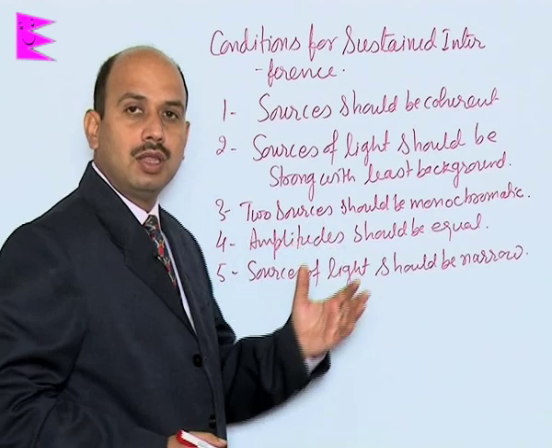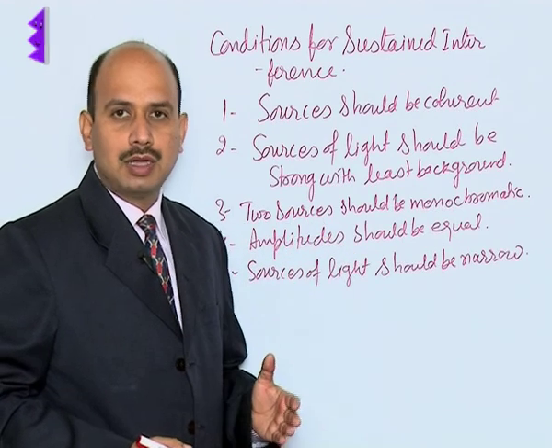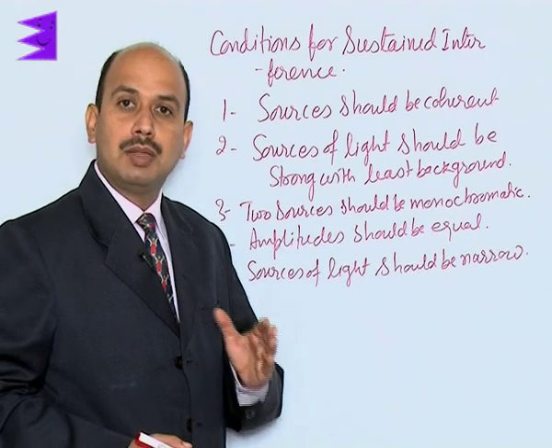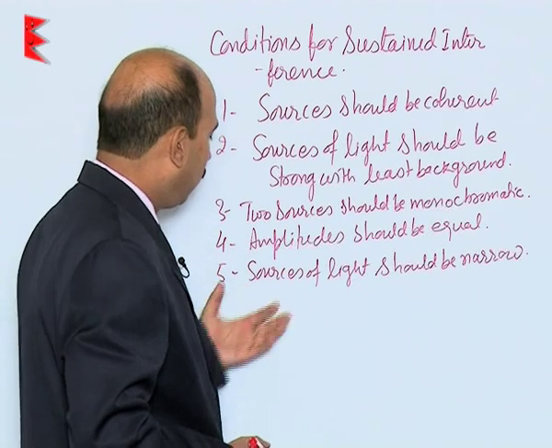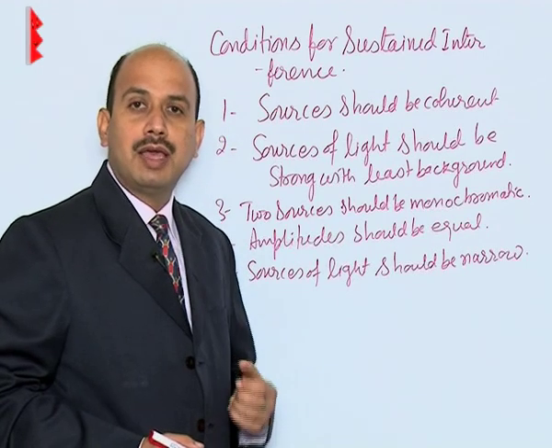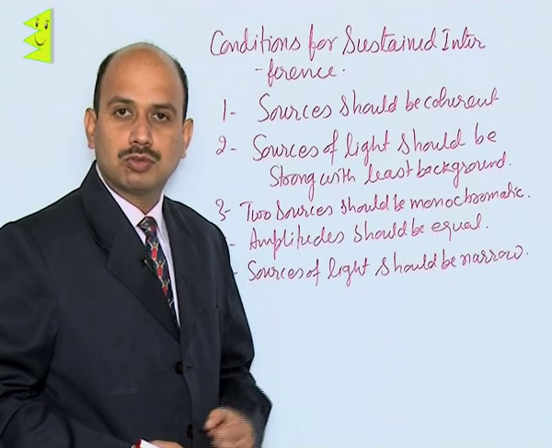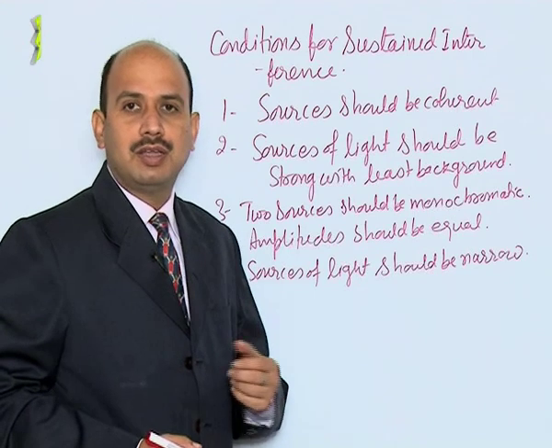Amplitude should be equal. If you have taken the amplitudes equal, the dark bands will be completely dark and the bright bands will be completely bright. Maximum brightness will be obtained. And also here the sources of light should be narrow. So we must prefer narrow sources of light. So these are the certain conditions required for getting the sustained interference pattern.